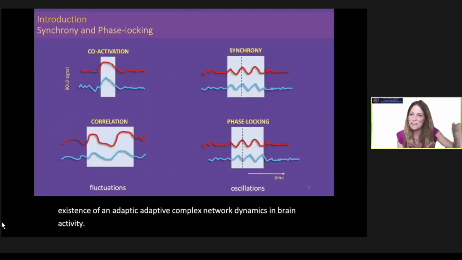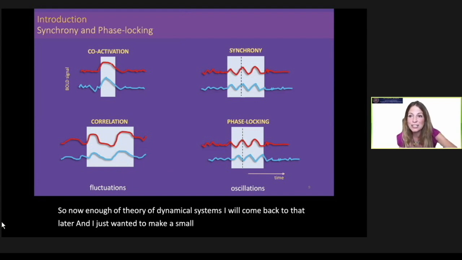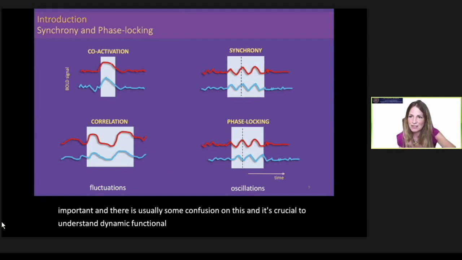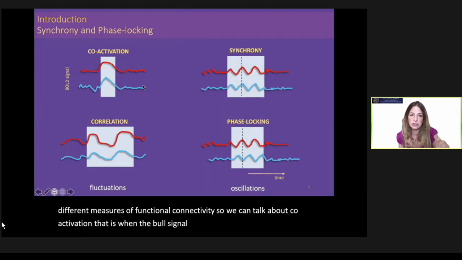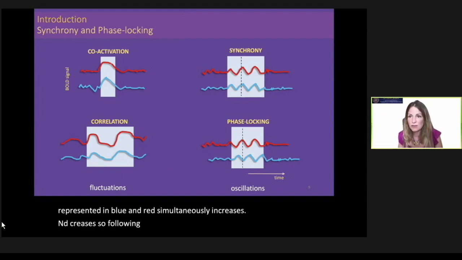So now, enough of the theory of dynamical systems. I will come back to that later. I just wanted to make a small parenthesis because I think it's important, and there is usually some confusion on this, and it's crucial to understand dynamic functional connectivity. We can talk about different measures of functional connectivity. We can talk about coactivation, that is when the BOLD signal in two different brain areas, here represented in blue and red, simultaneously increases and decreases, following the hemodynamic response function shape. So this would be coactivation.